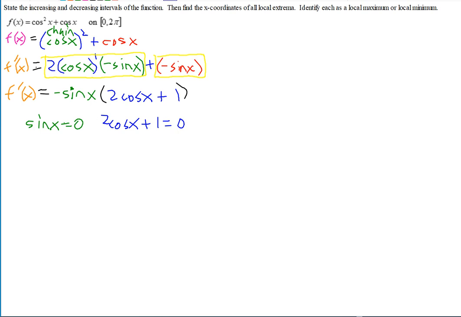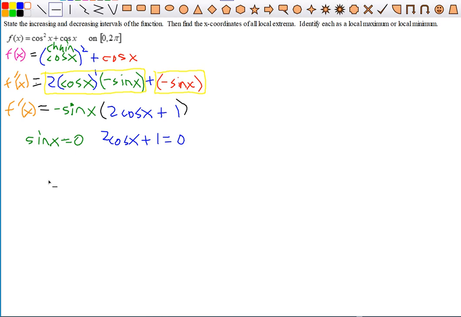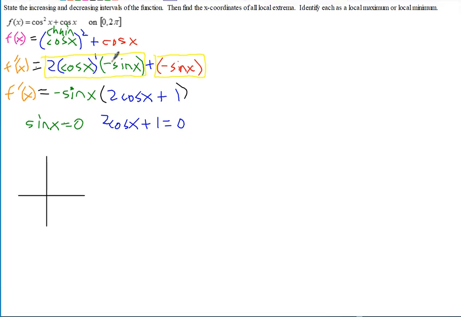So where sine is 0, we're looking for the angles between 0 and 2 pi. Well, if it's 0, we can't draw a triangle, so it's got to be right on the axis here. So let's see if we can find where that is. Sine represents the y-coordinate. So notice the y-coordinate is 0 right here, at 1, 0, and right here on our unit circle, negative 1, 0. So the angles that fit that between 0 and 2 pi are 0, pi, and 2 pi. So those are our critical numbers here. These three will make sine 0.